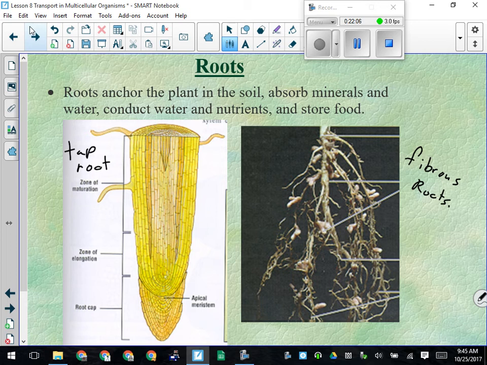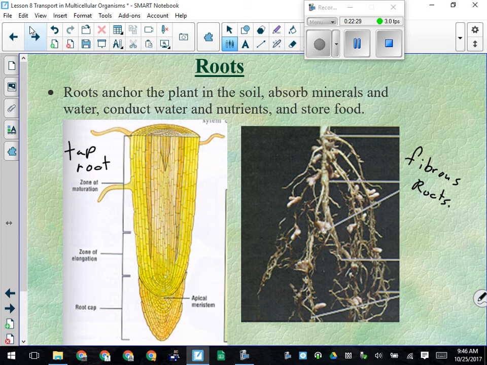So there are advantages and disadvantages. A taproot is capable of storing energy and can go fairly deep. A fibrous root system can also get some depth, but typically doesn't. But it can get a much greater surface area for absorption. So grasses, for example, have fibrous roots, and they intertwine with each other and prevent soil erosion.